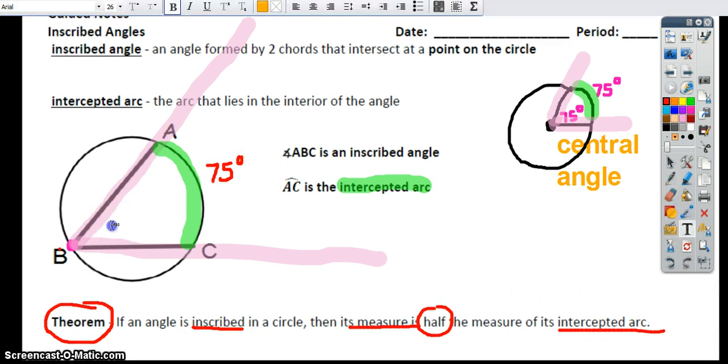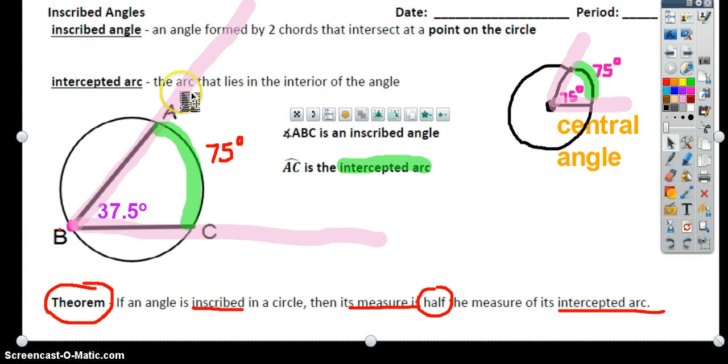Then this angle is going to be half of 75, and I'm going to go ahead and, let's see if I can make that a little smaller, 37.5 degrees. Let's make it a decent color we can see. So how's that? So that's how an intercepted arc and an inscribed angle relate.